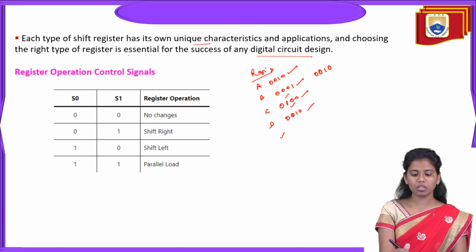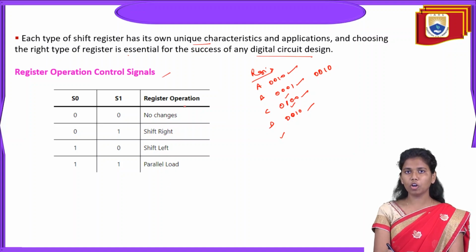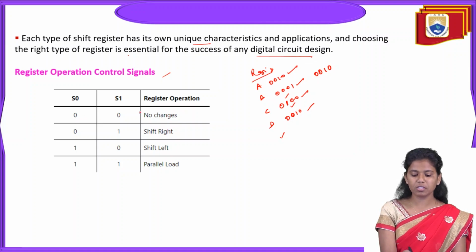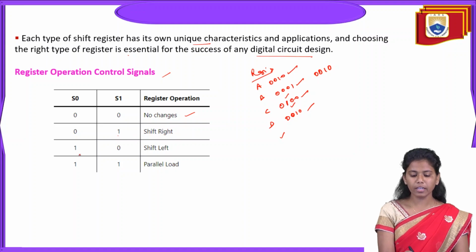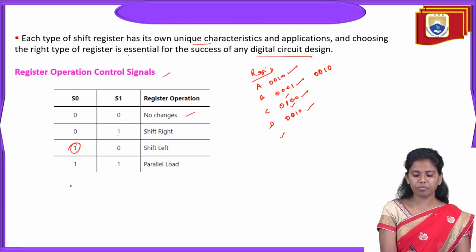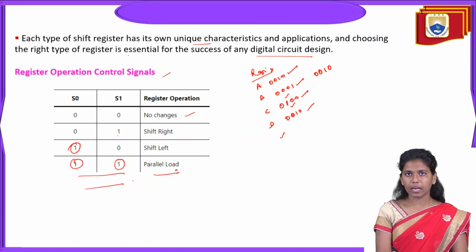And then this is a register operation control signal. Based on the control signals, we can see the operation. We have 2 control signals, 0 and 0: there is no change. If it is 0 and 1, there is a shift right. If it is 1 and 0, it is shift left. And if it is 1 and 1, both control signals are high, and then it is a parallel load.